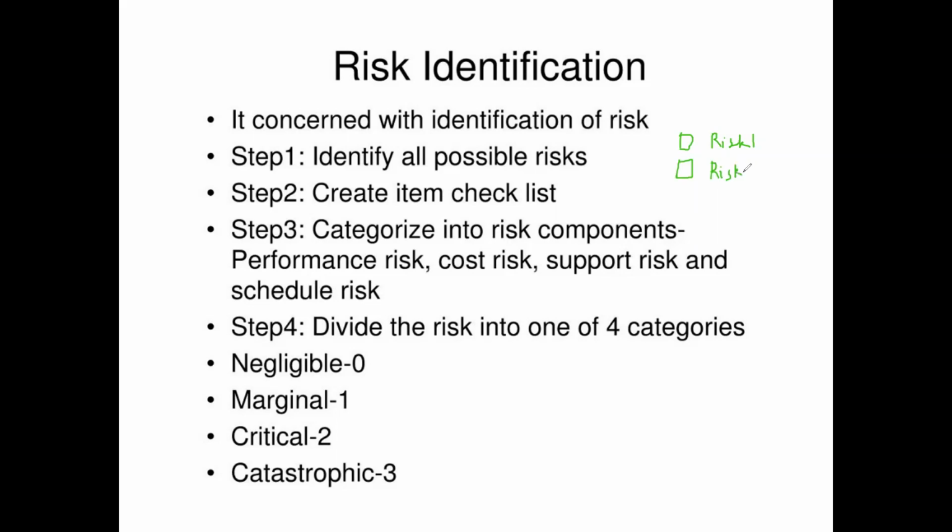Risk two. Risk three in this way. Risk four in this way. All the risks you should identify and make a checklist. Why is a checklist needed? Because whenever you are handling a risk, at that time, the first risk you should take into consideration, that is handled, that is handled. In this way we should do the management.